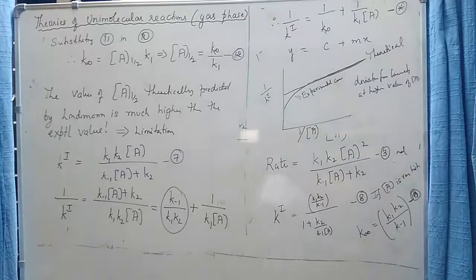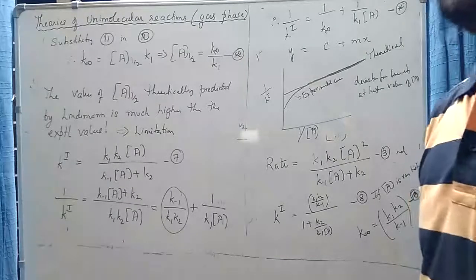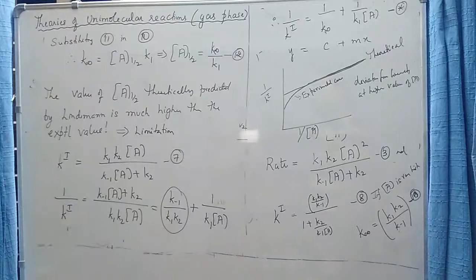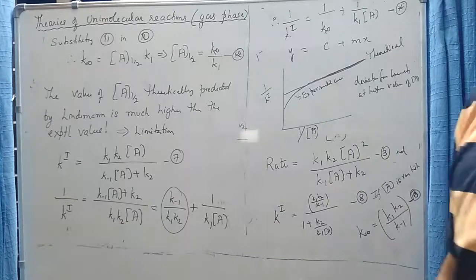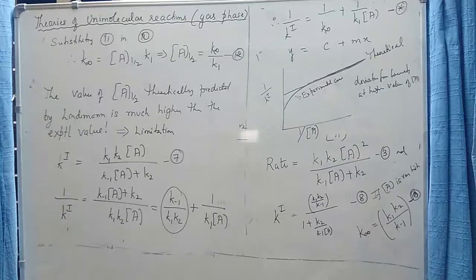So these are the two important limitations of Lindemann's theory. One, the value of A half predicted by Lindemann's theory is much higher than the experimental value. Two, there is a deviation from the expected linearity in the plot of 1 by k1 versus 1 by A at higher concentration of A. So this theory, though it has had success in explaining to a large extent the mechanism of unimolecular reaction, has some limitations, and it is a rather simple theory which was given by Lindemann.